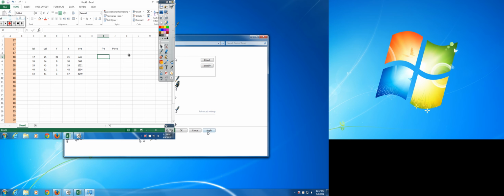So f times x is equal to 22 times 21. F times x squared is equal to that times that. And copy those down. And there's those numbers.